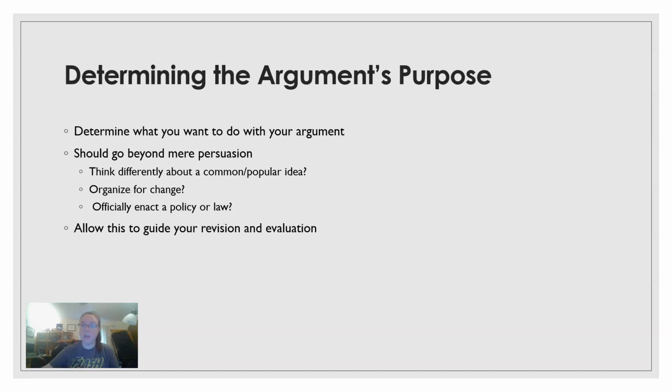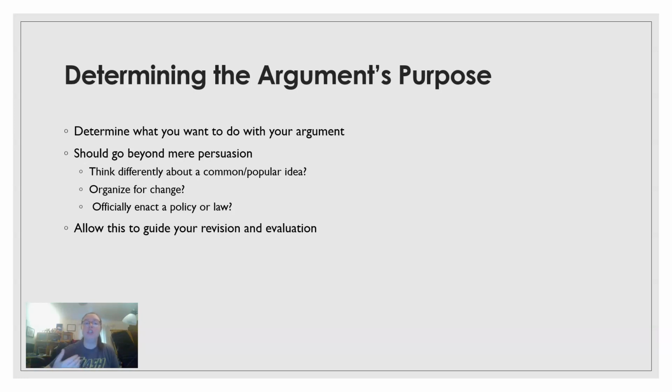So the first thing that we want to do when we're revising for argument structure is determine what you exactly want the argument to do. Now, depending on your topic and your specific point of view, your argument can take on a number of forms, but those forms should go beyond mere persuasion. Recall that Project 4 is a civic engagement argument. You want it to spark some kind of change, or ideally, it should spark some kind of change.